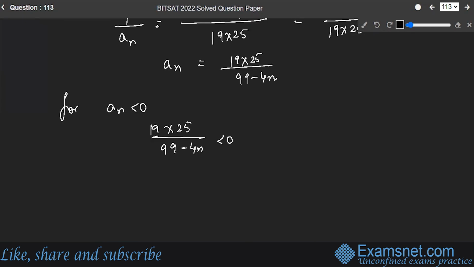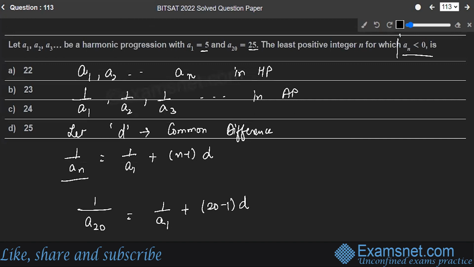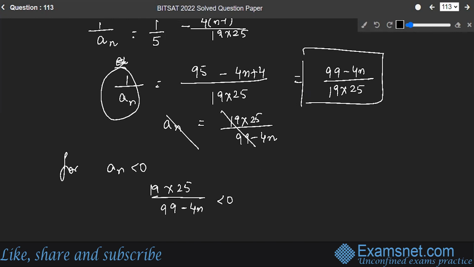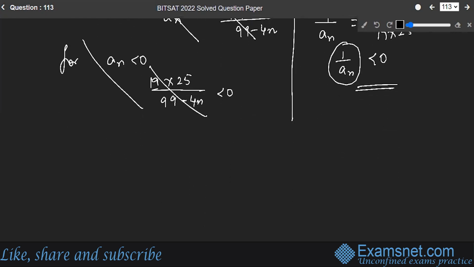There is a slight change in the question. And you are given that an is less than 0. For the harmonic term, I'll rewrite this from here. You had 1 by an is equal to 99 minus 4n upon 19 into 25. So this 1 by an should be less than 0. Or you have this as 99 minus 4n upon 19 into 25, and this should be less than equal to 0.